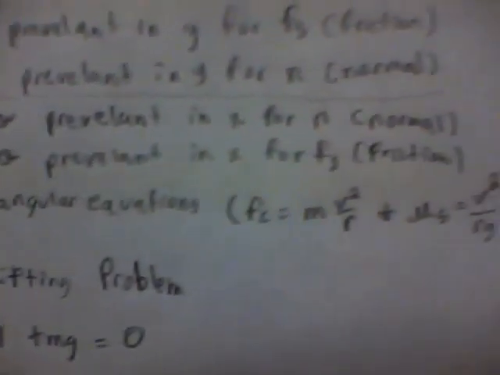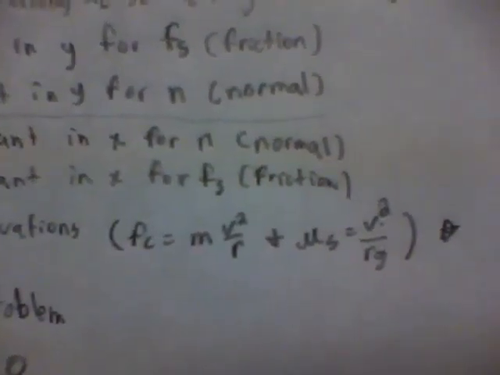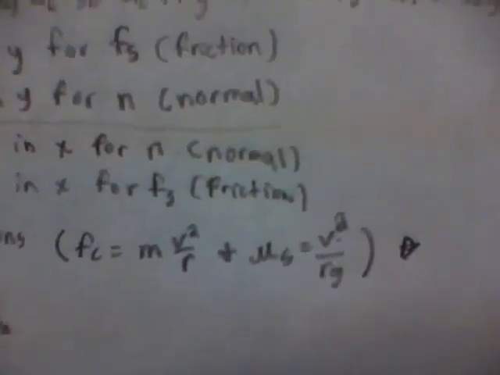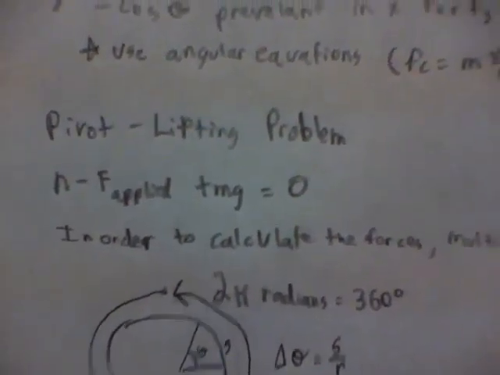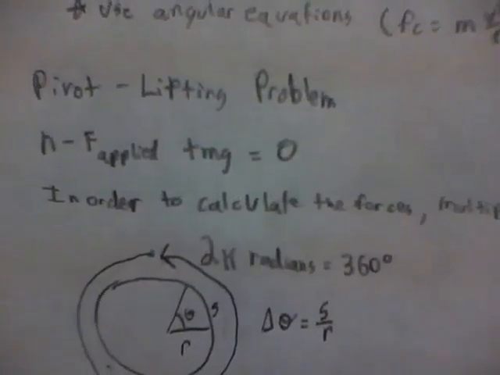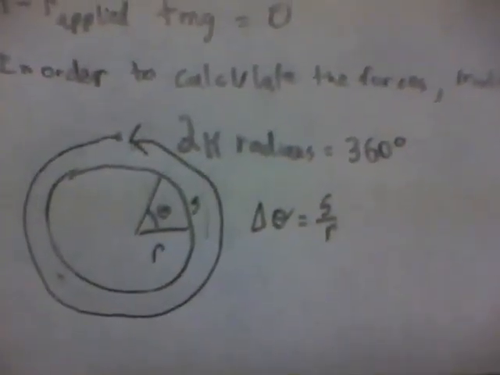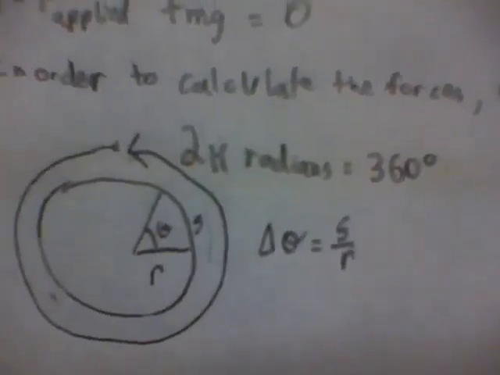And then you use angular equations, like Fc equals mv squared over r, and static friction equals v squared over rg. That's actually a very, very good one. Pivot lifting problem: N minus force applied plus mg equals 0. Because it equals 0. To complete it, multiply the radius by force, rF. And then down here, put a little picture: 2 pi radians equals 360 degrees, delta theta equals s over r.